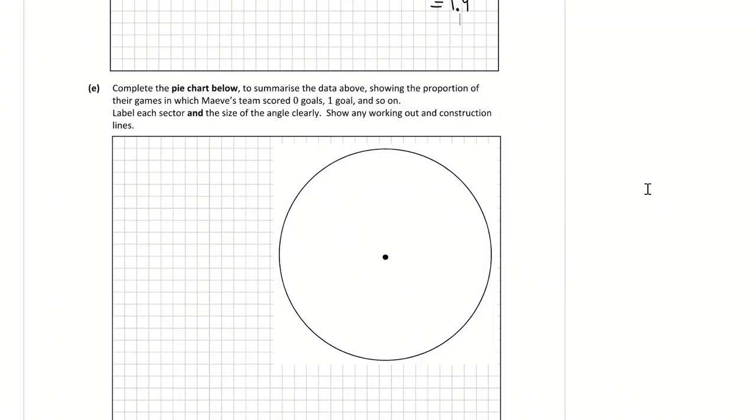Part E. Complete the pie chart below to summarize the data above, showing the proportion of their games in which Maeve's team scored 0 goals, 1 goal, and so on. Label each sector and the size of the angle. Okay, so let's have a look at this.